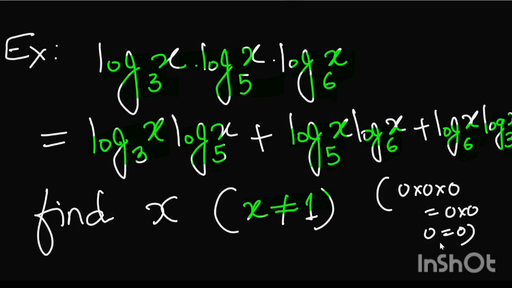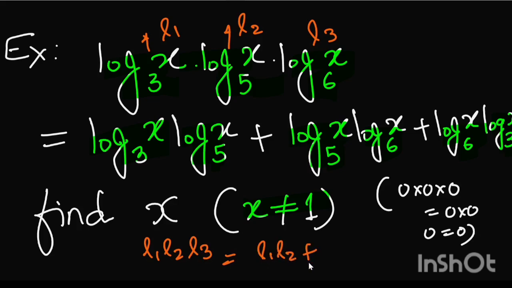Now we know that in order to solve log related problems, the base should be the same. Now the bases are different. So what we will do, let's say these three terms are L1, L2, L3. This question is structured like this: L1 L2 L3 is L1 L2 plus L2 L3 plus L3 L1 kind of. So what we will do, we will divide both sides by L1 L2 L3.